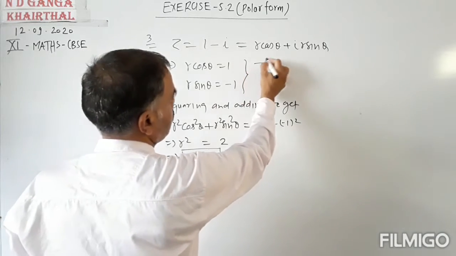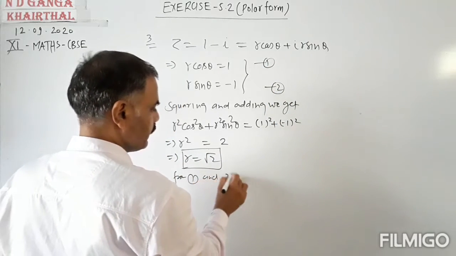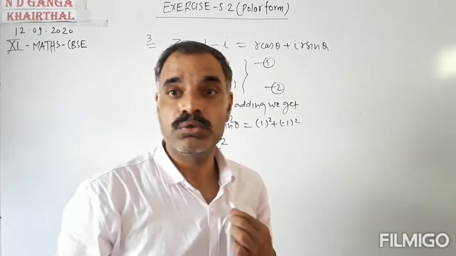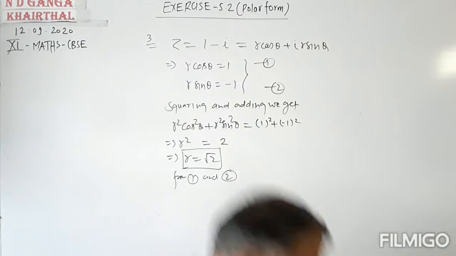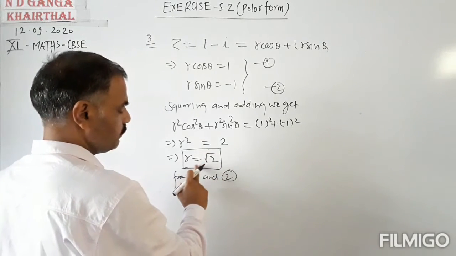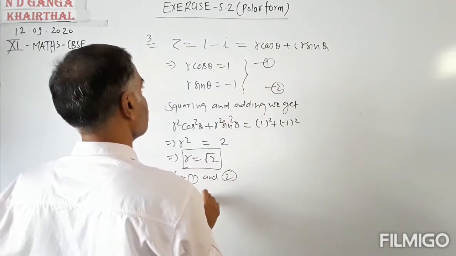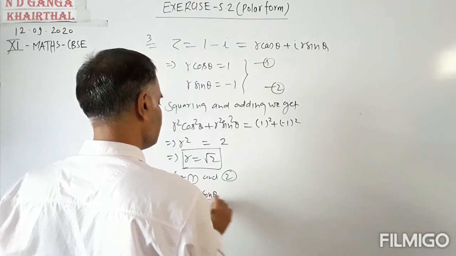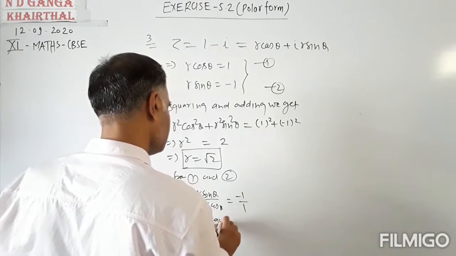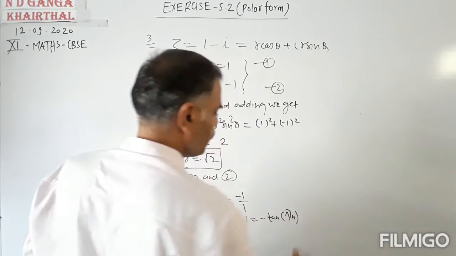Now from the first and second equations we are finding the amplitude of the complex number. So r is equal to under root 2. Now dividing second by first, we have r sin theta upon r cos theta equals minus 1 upon 1. So tan theta equals minus 1, equals minus tan pi by 4.